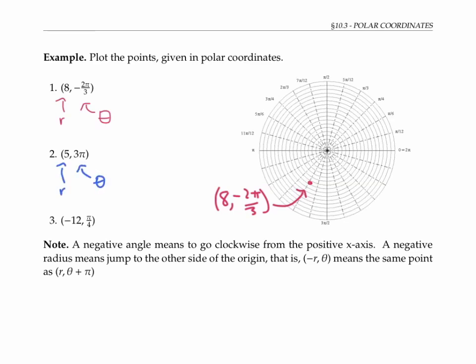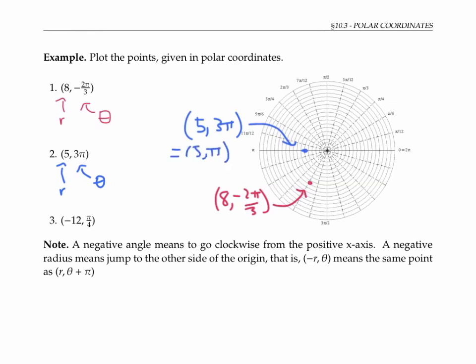The angle of positive 3 pi means that I go counterclockwise starting at the positive x-axis. Here I've gone around by 2 pi, and here I've got an extra pi to make 3 pi. Now the radius of 5 means I need to go 5 units out from the origin, so that puts me about right here. Notice that I could have also labeled this point with the polar coordinates of 5, 5 pi. There's more than one way to assign polar coordinates.